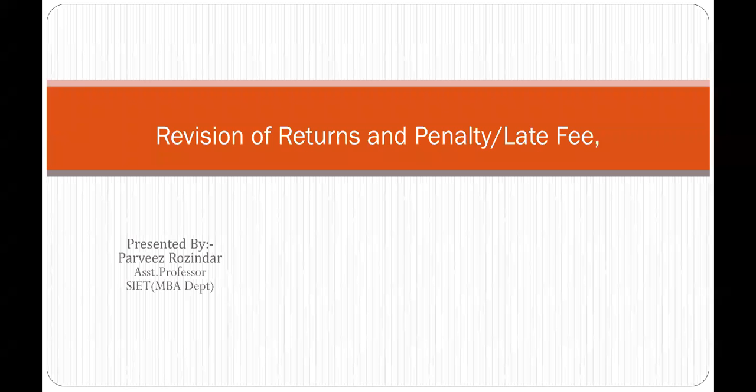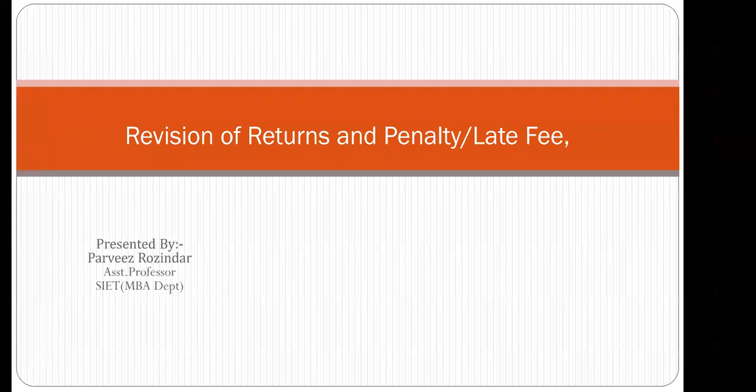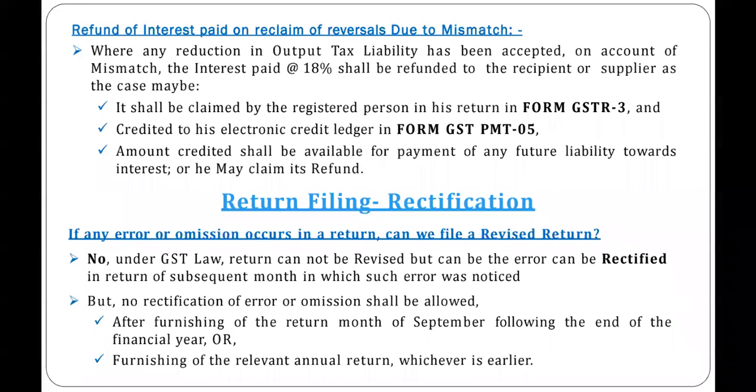Today's particular class. So the topic is revision of returns and penalty late fees. The first thing is a refund of interest paid on reclaim of reversal due to mismatch. See, when you are doing a refund on the interest paid on reclaim of reversal due to mismatch, what are the things you should follow?